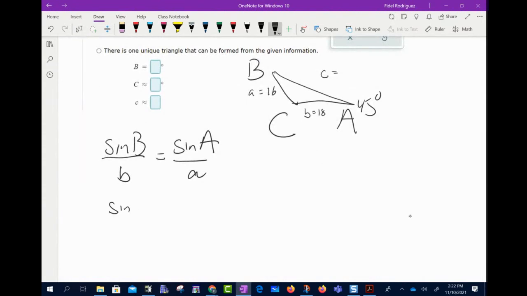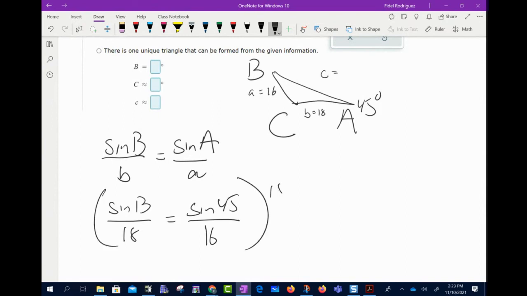So we're going to start plugging in. Sine of big B over little b, which was 18, is equal to the sine of 45 over 16. Okay. And so everybody agree we're going to multiply both sides by 18 to cancel that out? So we're going to say sine of b is equal to 18 times the sine of 45 over 16.